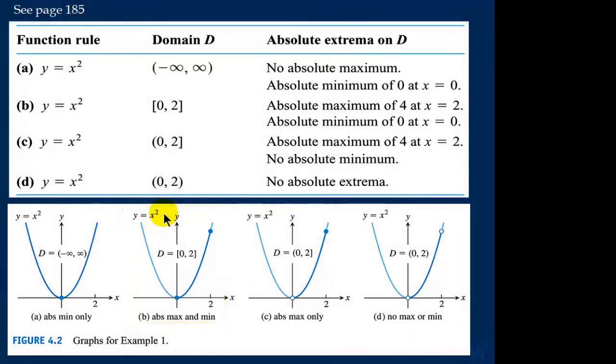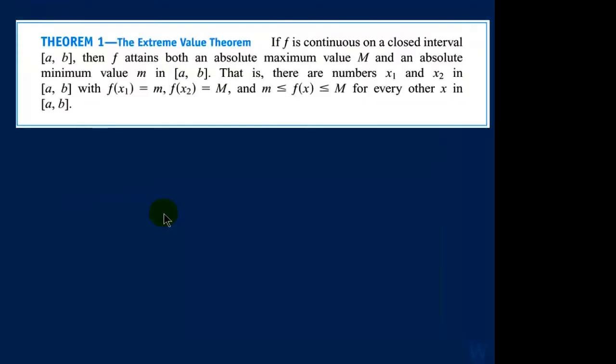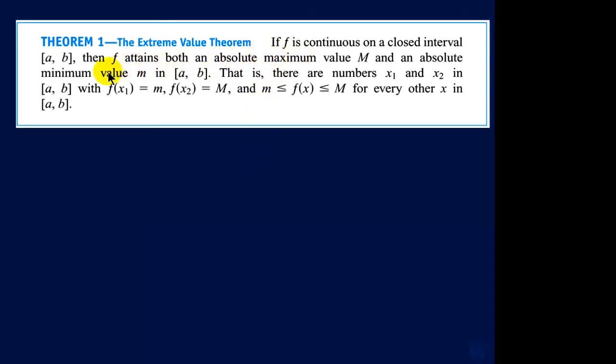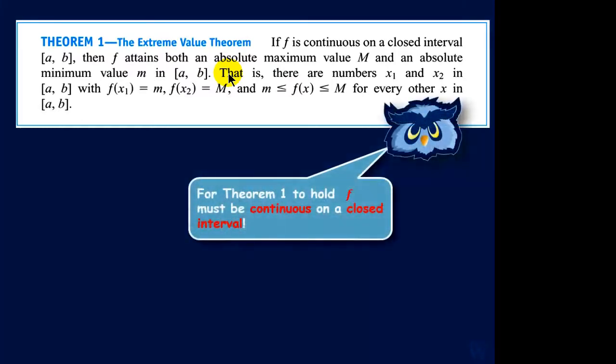And so based on Theorem 1, it says that if f is continuous on a closed interval, then f attains its absolute extreme values. So again, Theorem 1 will hold if we have those conditions: that f is continuous and the domain is a closed interval.